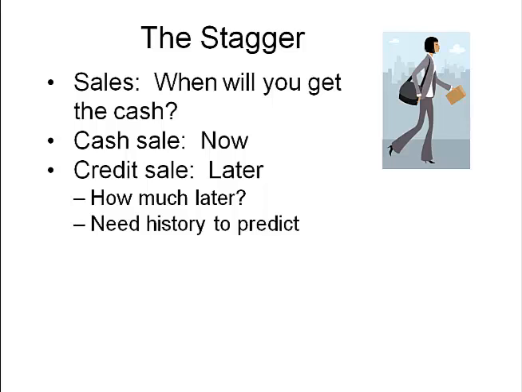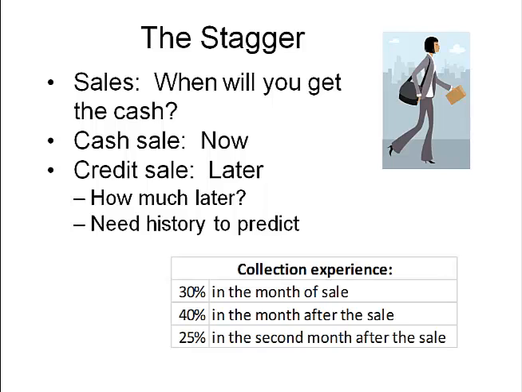So let's start with sales. When will you get the cash? Some of the cash you'll get now for cash sales. Credit sales, you'll get the payments later. Well, how much later? Well, firms examine their history to predict. So let's get an example.